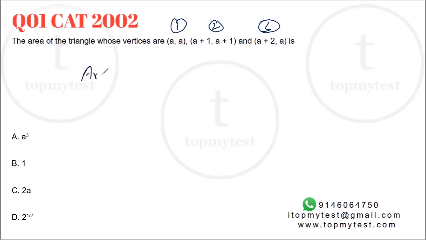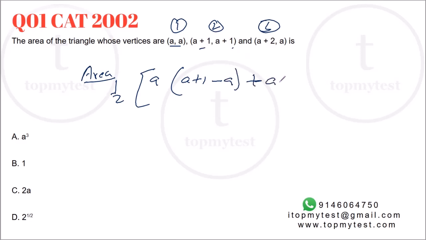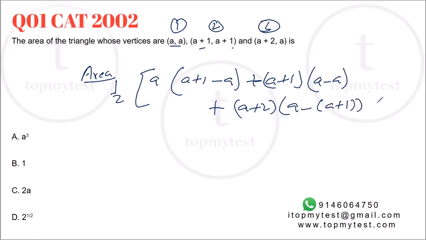So area is what needs to be found: the area of the triangle whose vertices are given to you. It will be half of a into a plus 1 minus a, plus the second set, which will be a plus 1 into a minus a, which is 0, plus the third set, which will be a plus 2 into a minus a plus 1. Absolute value of this, right?